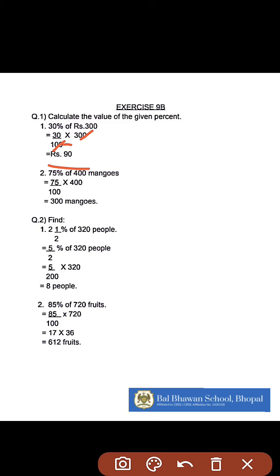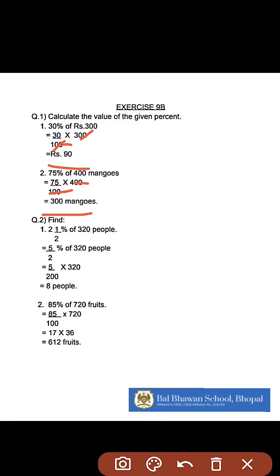In the next question, it is 75% of 400 mangoes. Again, 75% means 75 upon 100. Then of changes to multiplication and 400 will come as it is. Here again, two zeros in the numerator and the denominator shall be cancelled. So you are left with 75 into 4, which is 300 mangoes.